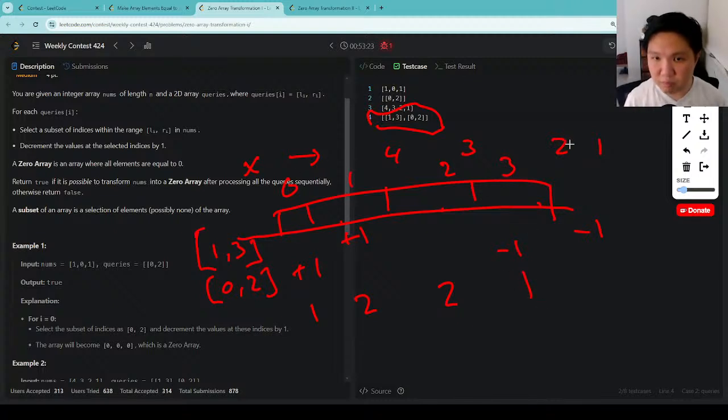So if all the numbers in your nums are smaller or equal to this, then this will work. But try yourself. I'm not going to write any code here. Again, we don't share any code here. But see if you can follow the idea along and try to code along.